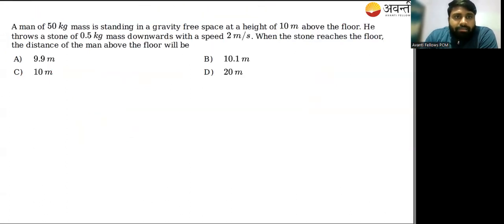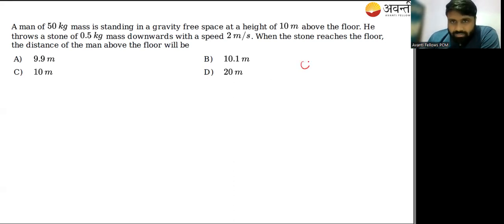Now, a man of 50 kg mass is standing in a gravity-free space at a height of 10 meters above the floor. He throws a stone of 0.5 kg mass downward with a speed of 2 meters per second. When the stone reaches the floor, the distance of the man above the floor will be. That we have to calculate.